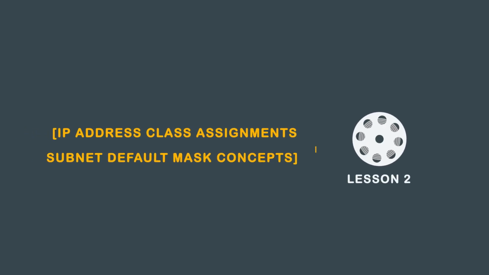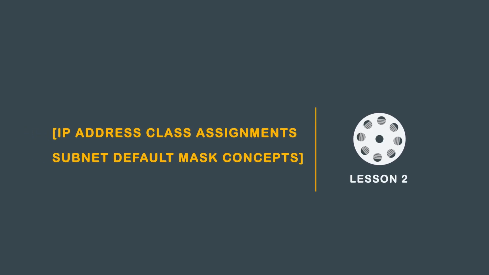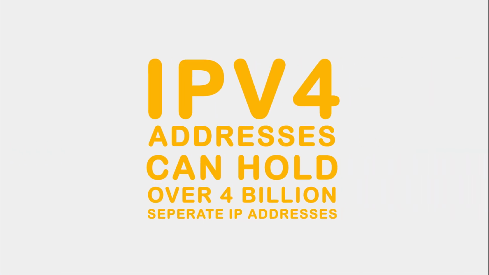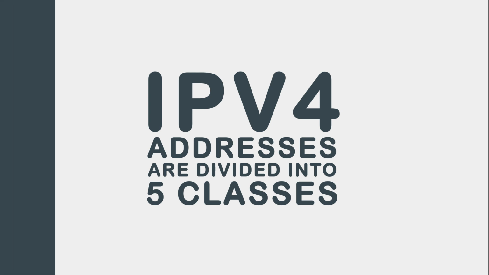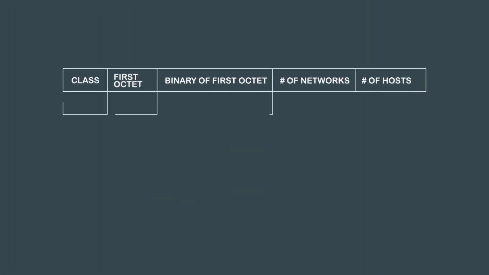In this lesson, we will discuss how to observe what class an IP address is assigned to and better understand subnet default mask concepts. IPv4 addresses can hold over 4 billion separate IP addresses. IPv4 addresses are divided into 5 classes. Each class has a range of IP addresses that can be assigned.